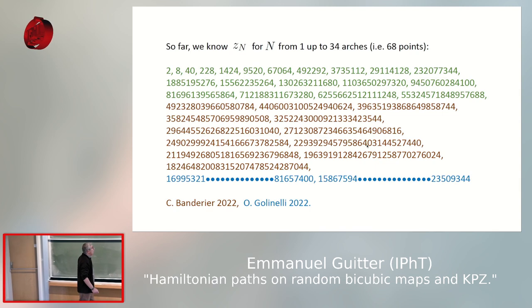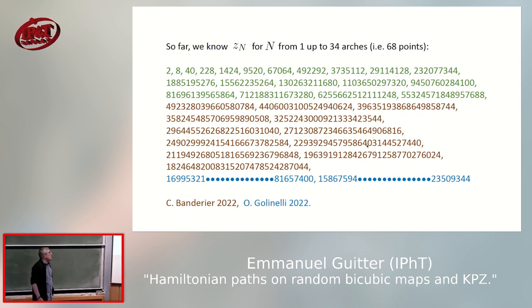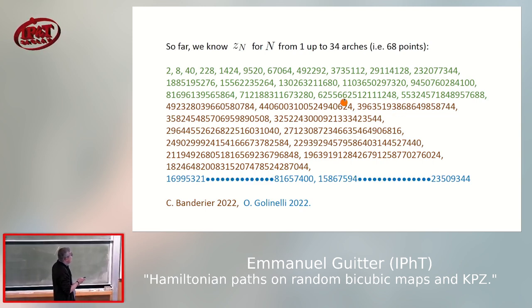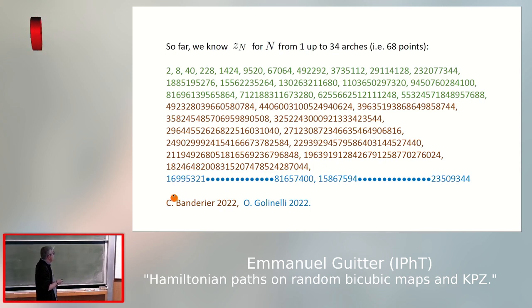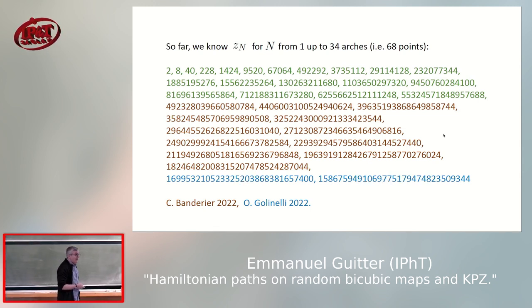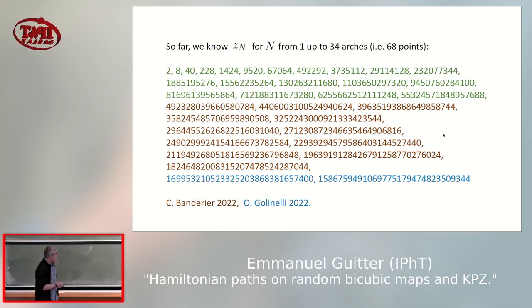Okay. So what do we know about this problem? Not much, as I told you, but we know Z_n for n up to 34 arches, that is 68 points. In green here, you have the first numbers which we used in this paper in 1999. So we had 22 values. Since then, the series was confirmed and extended up to 32 by Cyril Banderier. And for Christmas, I got two new numbers from Olivier Golinelli. Since he released them, I can show them to you. This is basically as far as we can go at the moment.